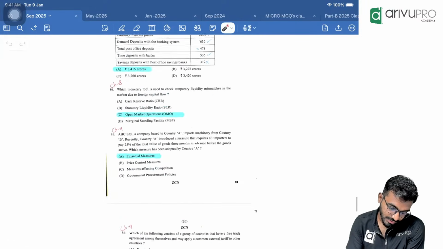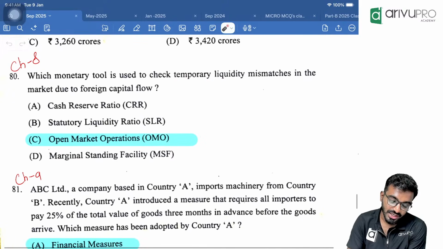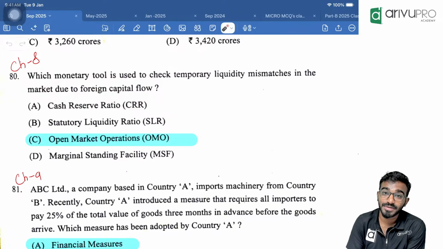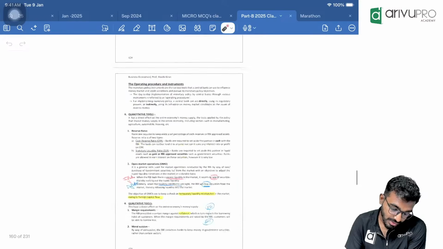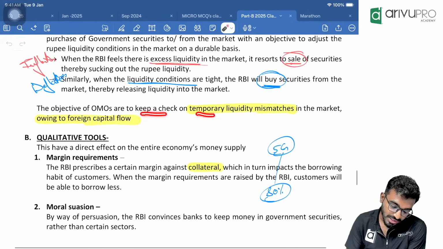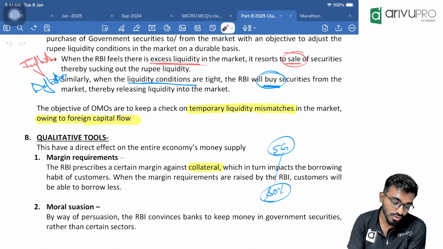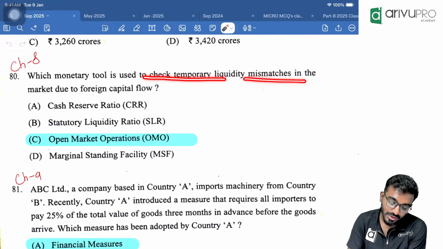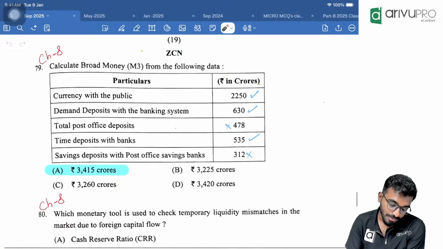Chapter 8. Which monetary tool is used to check a temporary liquidity mismatch because of foreign capital inflow? Open market operation. I just underlined that word. I asked you to remember it, so be careful. To keep a temporary liquidity mismatch in the market owing to foreign capital flow, open market operations.